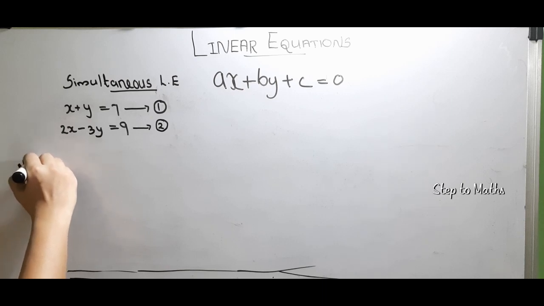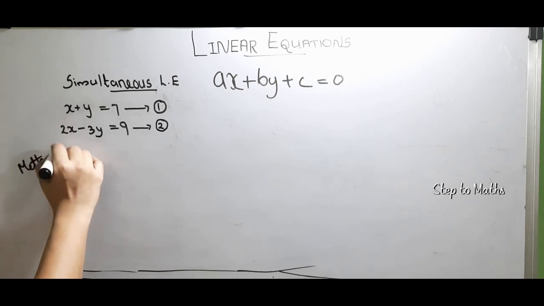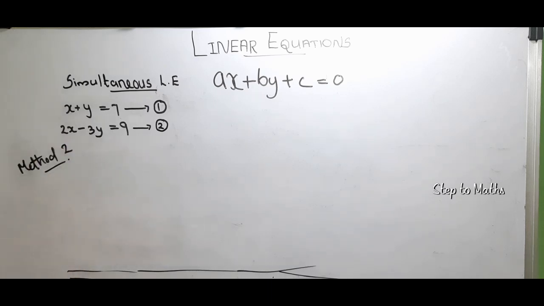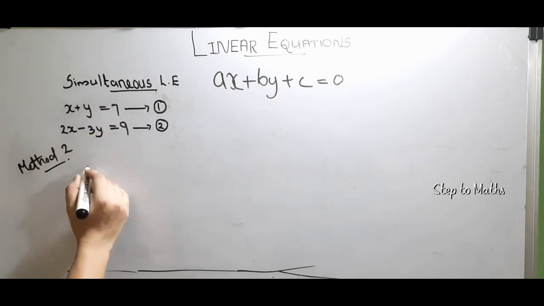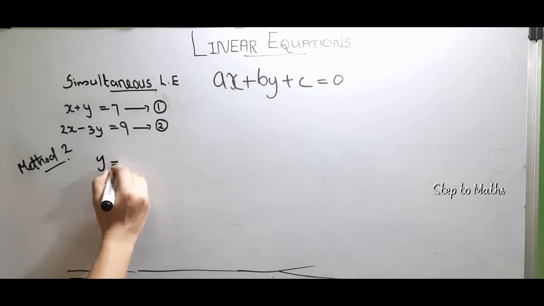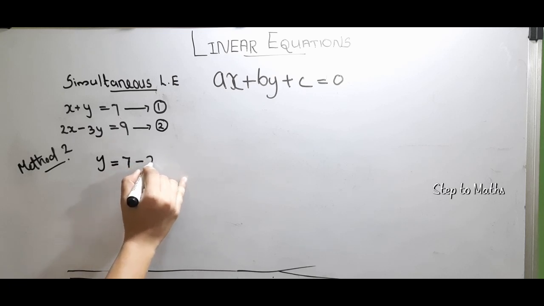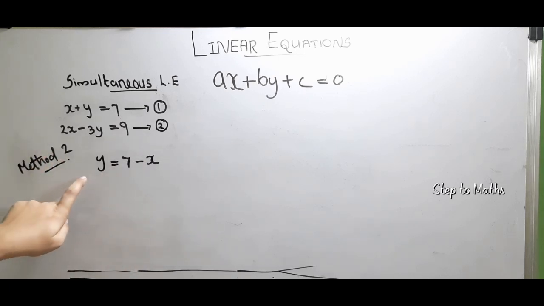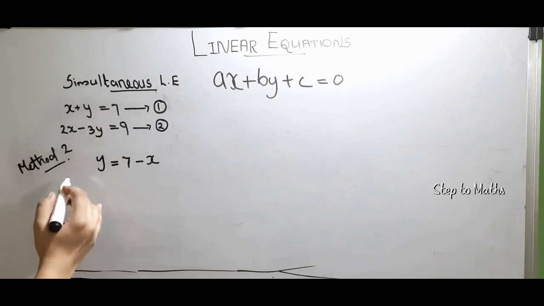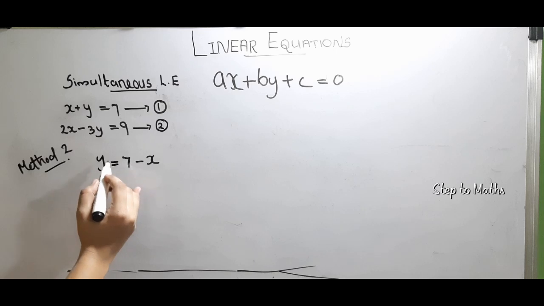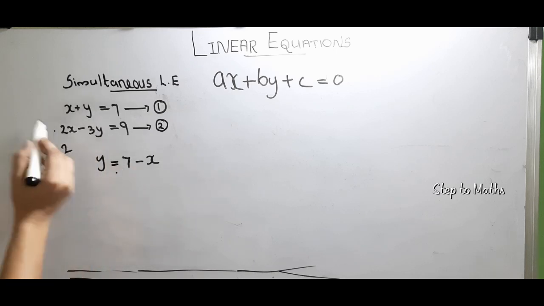second method, method 2. In this method, we rewrite the equation in terms of y. That means y = 7 - x. Equation 1 becomes y = 7 - x. We just rearrange in terms of y. And the next step is to substitute the value of y in equation 2.